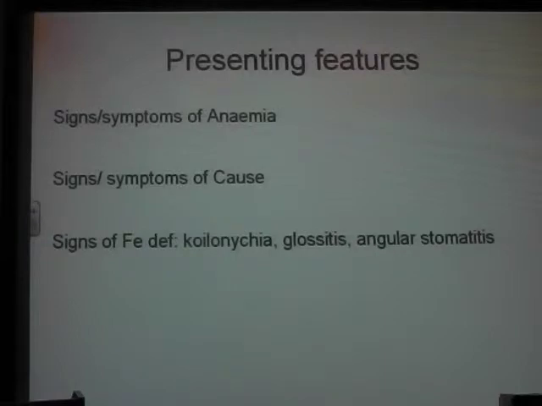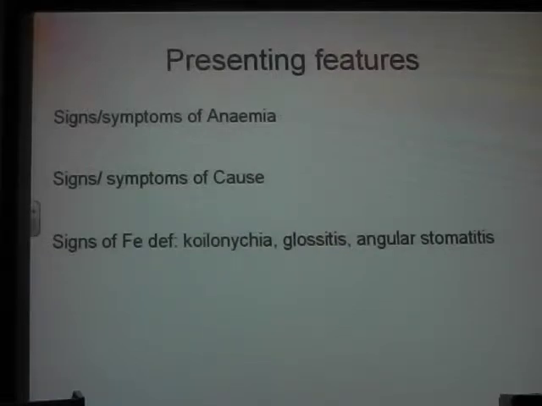You've got signs and symptoms of the cause. So if you remember what we went through, can you think of any signs or symptoms if you've got a GI problem? So there was some problem with your small intestine, what sort of signs or symptoms might you have? For example, Crohn's disease. Steatorrhoea, yeah. Diarrhoea. Weight loss, yeah. So already you can see, you can start thinking of these things when you're assessing a patient with iron deficiency anaemia.